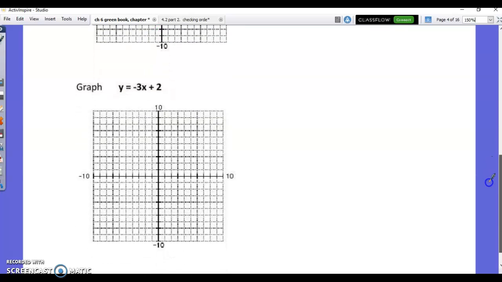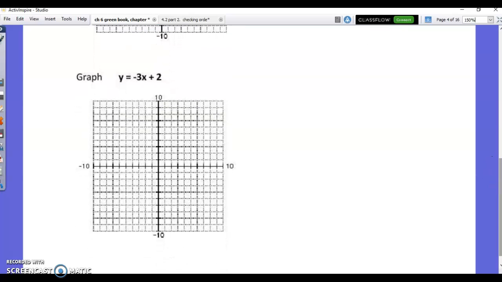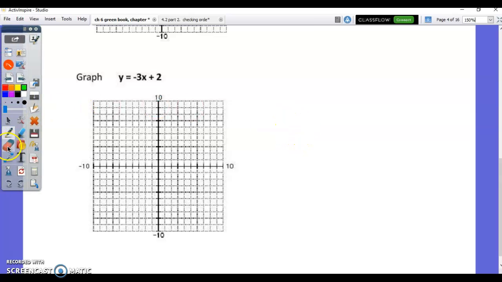Okay, so let's go ahead and do this one. Try it on your own if you want. Pause it, and then unpause it and see how you did. So I'm going to do this a little bit differently.